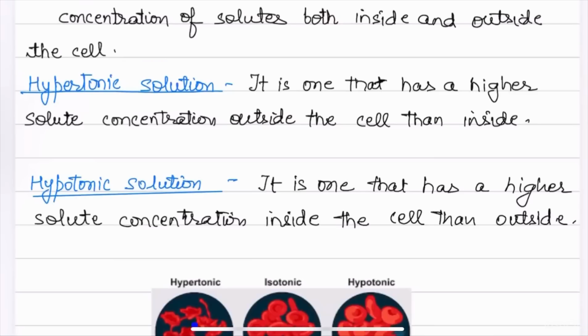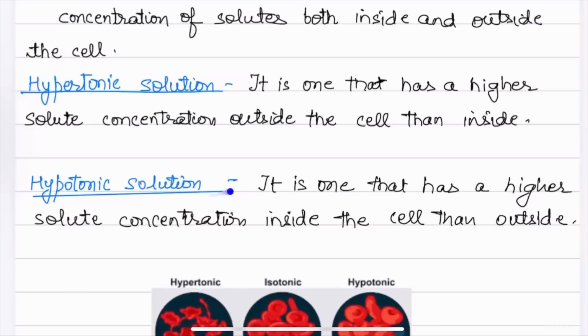So see what happens now. The higher solute concentration: there is high salt outside the cell and less inside. So since this is osmosis, water has to move in the opposite direction. So water will be lost from inside to outside. So when water is lost, the cell shrinks.